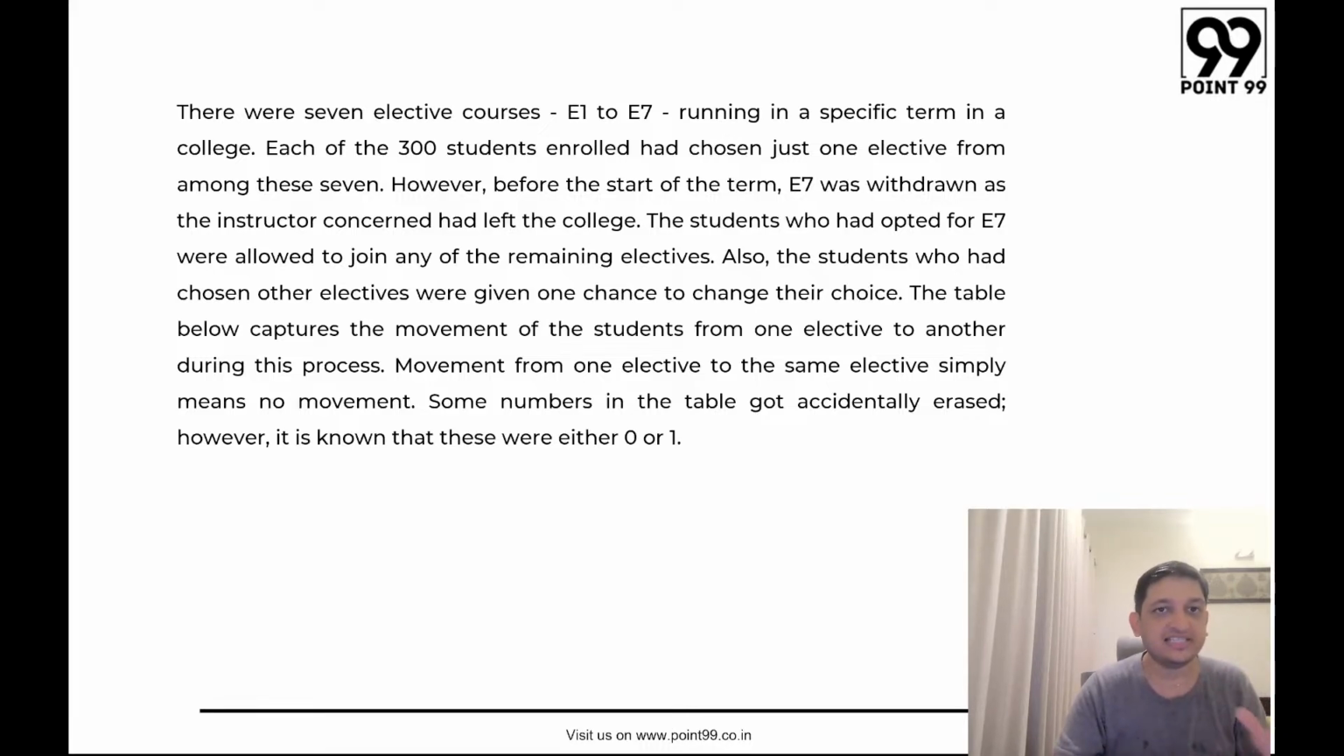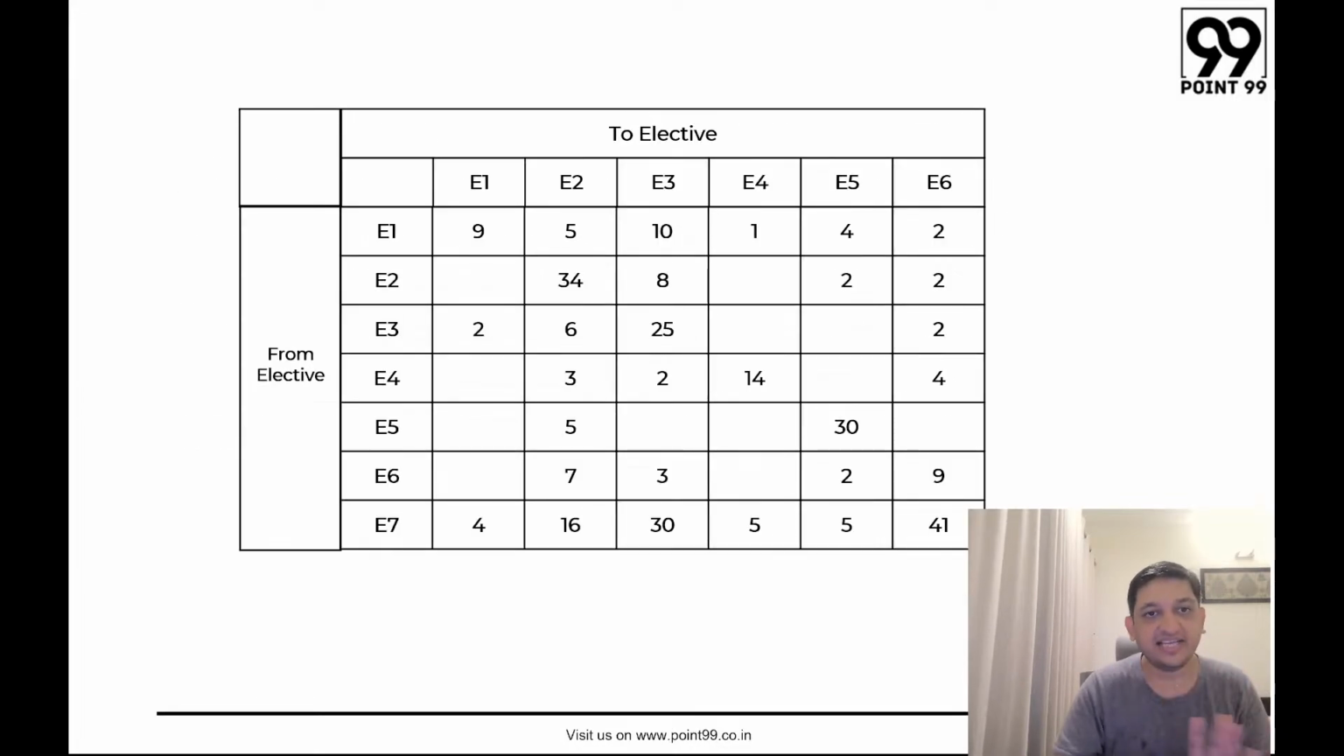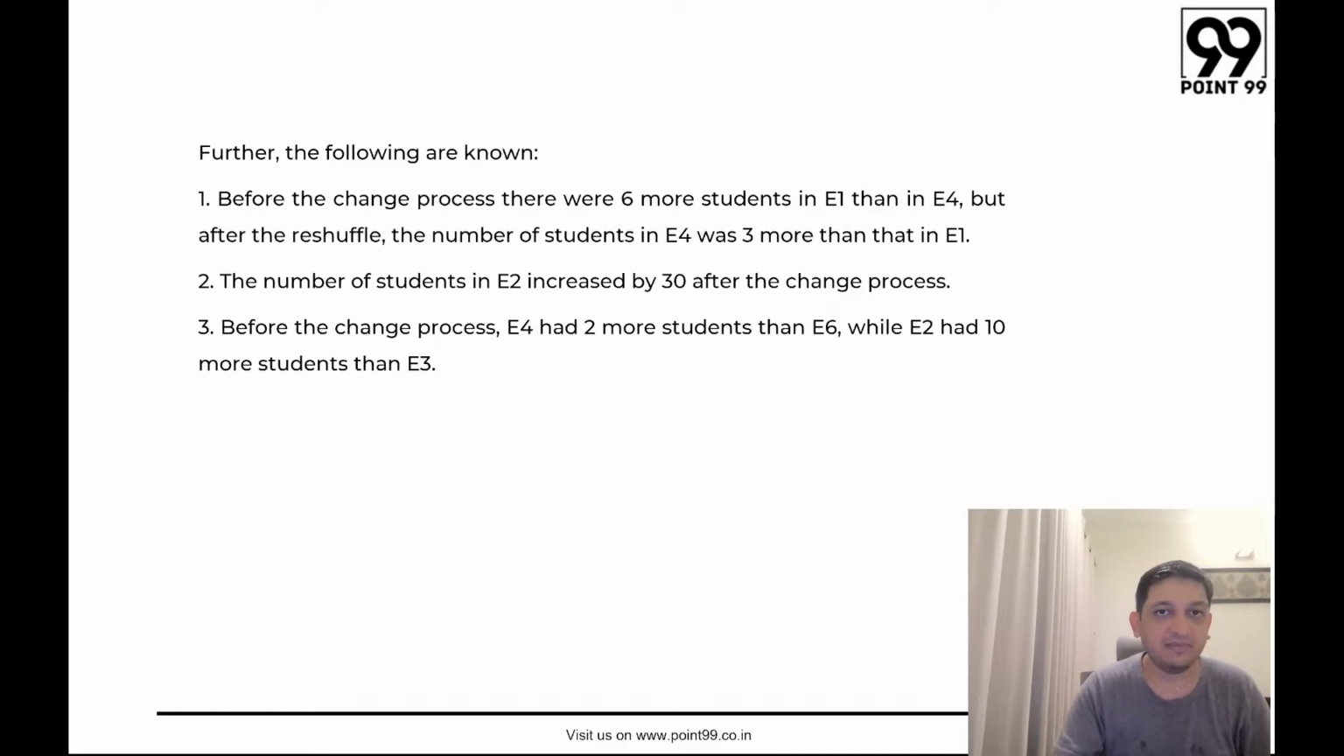So एक तो these are 7 elective, there were 7 elective courses and so on, and then there is this nice table that we have from elective to elective. So that is basically what we have here, and there is some information that is available here, which is before the change process there were 6 more students and so on. So there are 3 pointers that have been given to us. तो ये 3 चीजें हमारे पास हैं. These 3 are the data that have been given to us.